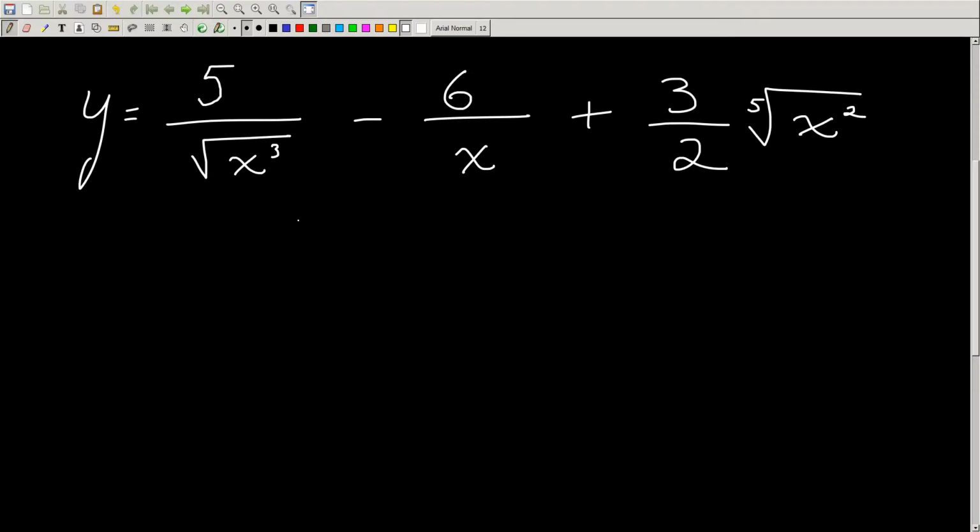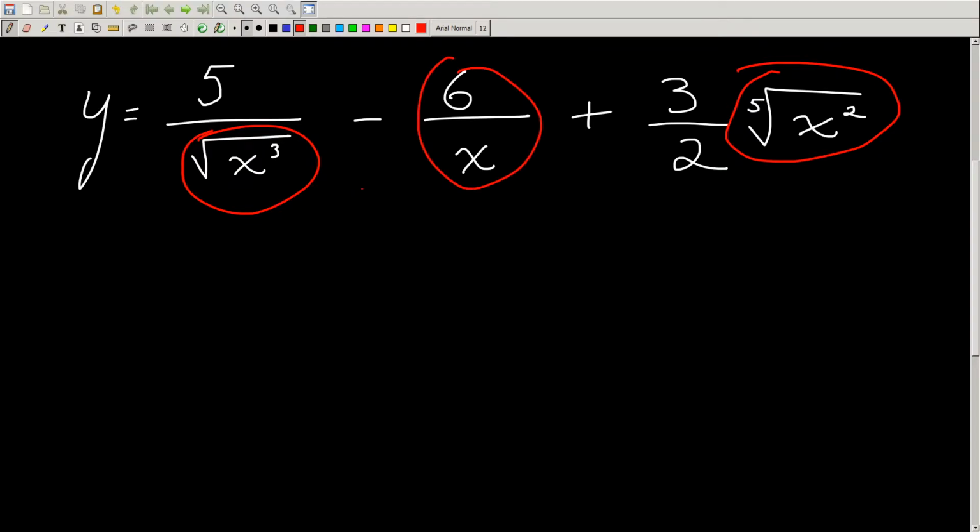Okay, today we're going to be talking about applying the power law to certain types of functions in calculus that have radicals or reciprocals, right? So for example, in the first term here, we've got a radical in the bottom. Over here, we've got a radical in the top. And over here, we've got a reciprocal function, 6 over x.